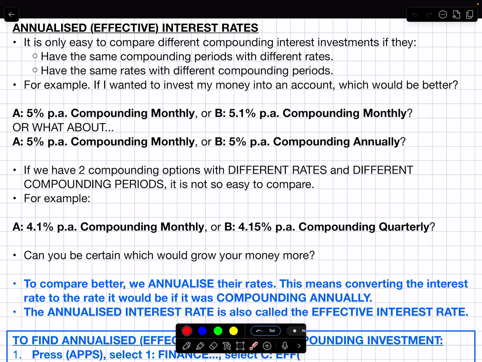Or I've got a second scenario here. A, 5% per annum compounding monthly, or B, 5% per annum compounding annually. They're both the same rate, so the only difference is that one's compounding more often than the other. Compounding monthly is going to grow my money faster than compounding annually, so it's easy to choose. For these two, it's very easy to choose B because it's a higher rate, and here it's easy to choose A because it's compounding faster.